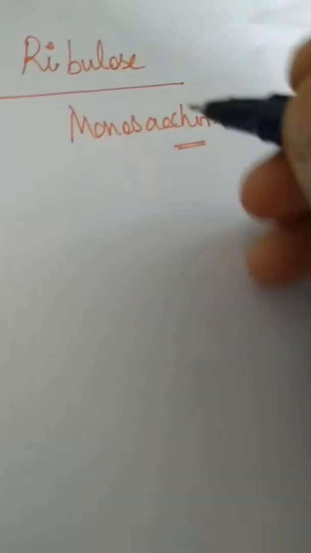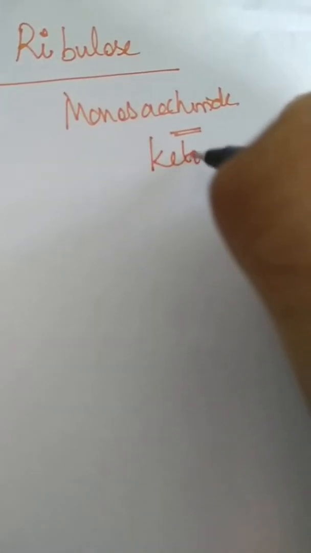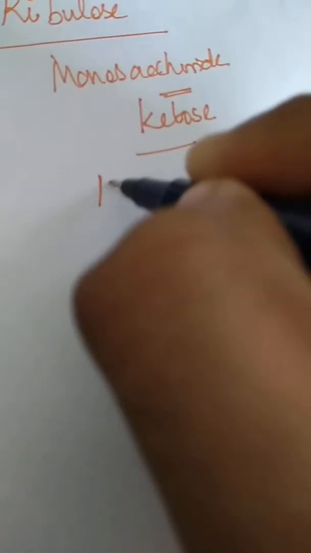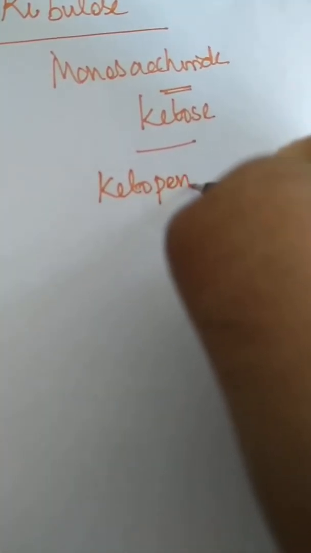So the first structure is called ribulose. So what's ribulose? Well, ribulose is a monosaccharide. You know what a monosaccharide is? A monosaccharide is a constituent of a carbohydrate. It is a sugar, and it's a ketose. And more specifically, this is a ketopentose.